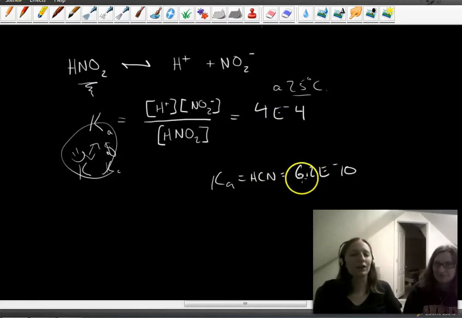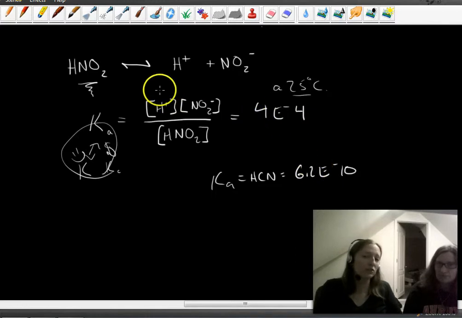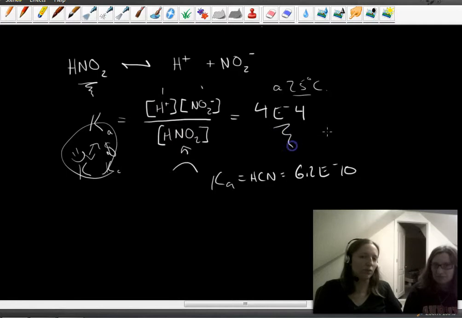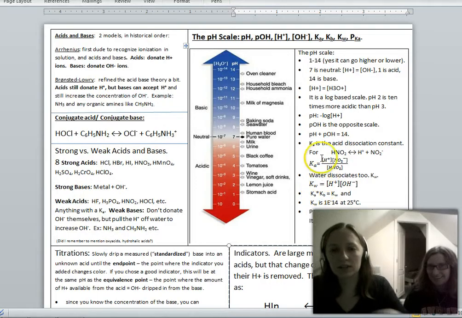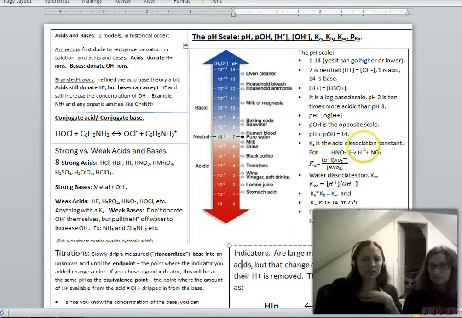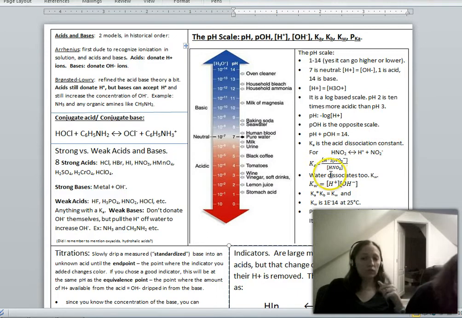Kas, to figure out how strong they are, and also to do a bunch of math with this number, and it'll be great. Math. All right, back to this thing. So there we go. Ka is the acid dissociation constant. Water dissociates too. Isn't that exciting?